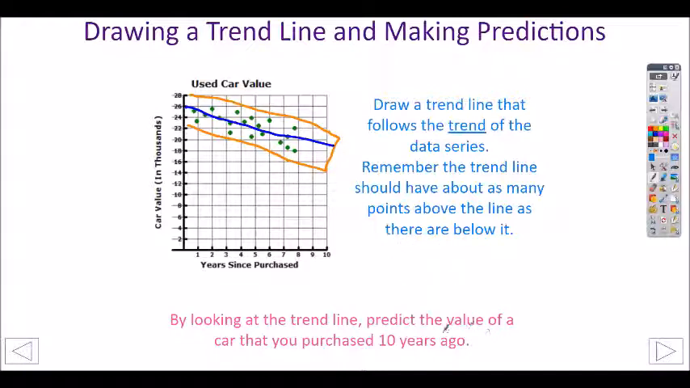It says to predict the value of a car that was purchased 10 years ago. I'll notice that the bottom says years and the other side says car value. So I'm going to start with the years, go over to 10, and draw a line up to my trend line, which is about right here. And I would go over to the left side, and it's right between 20 and 18. So it's probably going to be about $19,000.